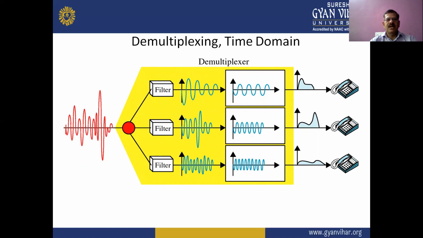Next is the demultiplexing technique in the time domain system. Here are the FDM input signals, and these FDM input signals are divided into different inputs, and the outputs of the different filters have the different signals that have different frequencies, and these different frequency signals are converted into output signals with the help of the demultiplexing technique. So in this way the FDM signal is converted into the different analog signals with the help of demultiplexing in time domain form.